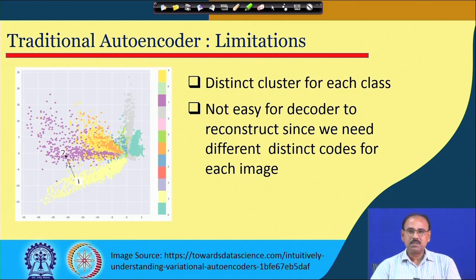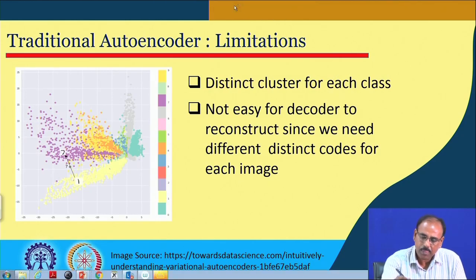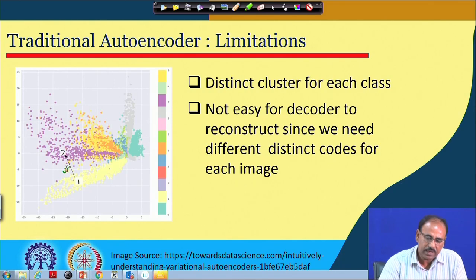As these are sparse, it is not at all easy for a decoder to reconstruct, because if I take a point somewhere over here, as shown over here, which the encoder has never seen, it is not possible for the decoder to reconstruct what should be the corresponding object or what should be the corresponding image. So, the decoder in case of autoencoder needs a distinct code for each image that is to be generated. So, that is the limitation of the autoencoder.